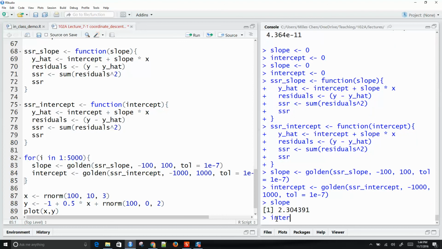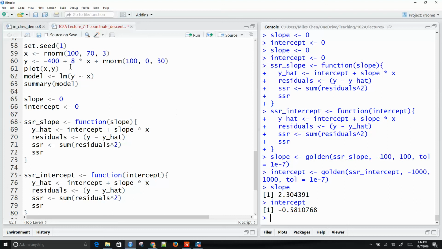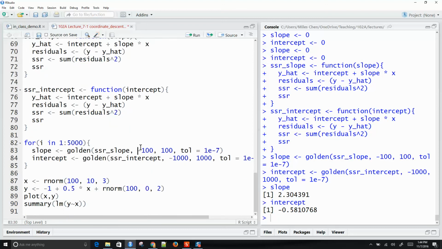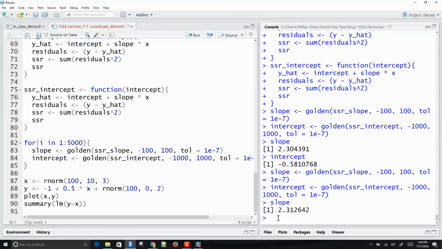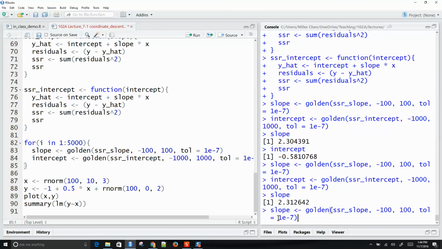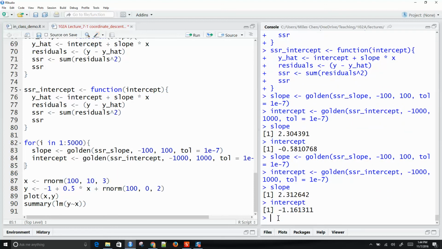Just after 1 iteration, it has updated my slope to 2.3 and my intercept to negative 0.5, where in truth the slope is 8 and the intercept is negative 400. I can run one more iteration, and my slope is now 2.312 and my intercept is now negative 1.16. So it's getting there, but we can see it's moving a lot more slowly. We don't have this rapid convergence like we did with the normal thing.